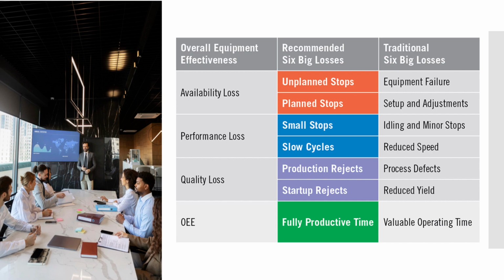Second is performance losses. It may be because of small stops or slow cycles. If small stops are there, then it is like idling or minor stops for the operation. And slow cycle means reducing the speed. Quality loss may be because of process defects, because of many rejects and rework. So for every factor, there are two different categories of losses, which result in a reduced OEE score.